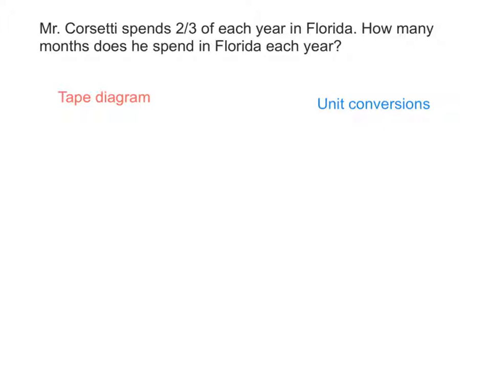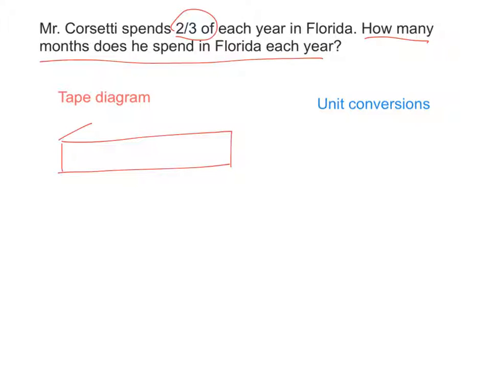So it says Mr. Corsetti spends 2/3 of each year in Florida. He doesn't spend the whole year, but he spends 2/3 of the year in Florida. How many months does he spend in Florida each year? Okay, so the question's asking us to figure out how many months Mr. Corsetti spends in Florida each year. And we need to know that he spends 2/3 of the year in Florida. Okay, so let's draw a tape diagram. The entire tape diagram would be 1 year, but that equals how many months? 12 months. Good.